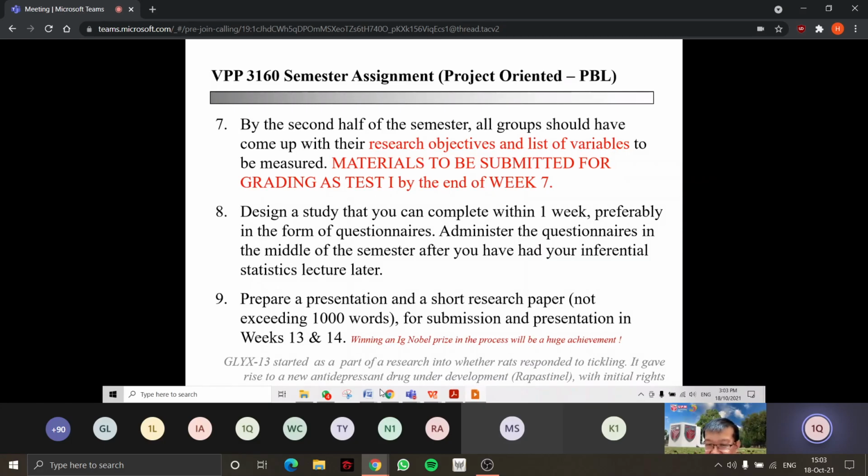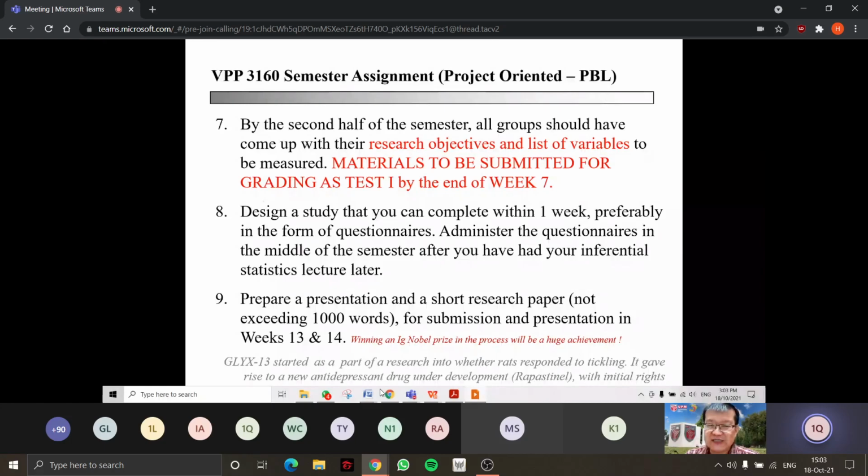Okay, so design a study that you can complete within 1 week, something simple, typically survey, preferably in the form of questionnaires, and administer the questionnaires in the middle of the semester after you had your differential statistics lecture. Number 8 depends very much on what you want to do, but technically your seniors elected to do their semester project after the semester break, because by then things have more or less settled down.